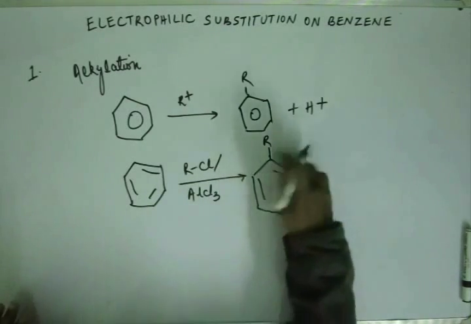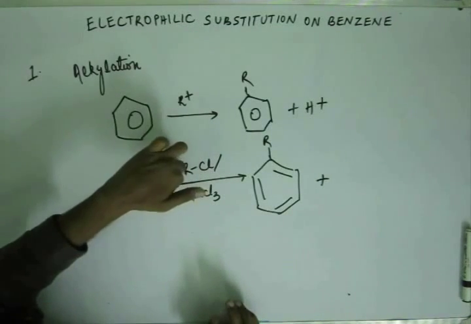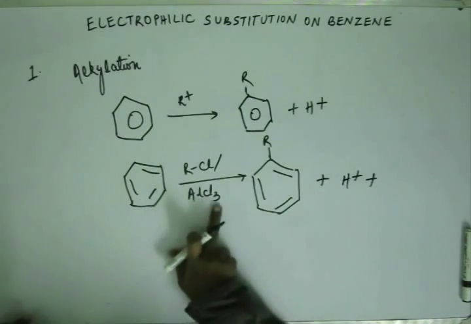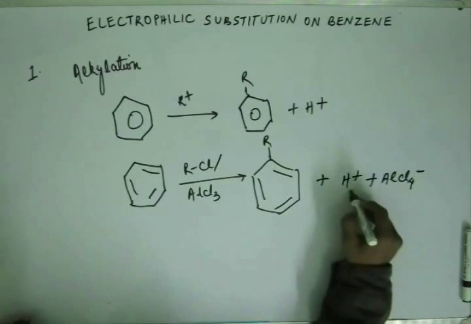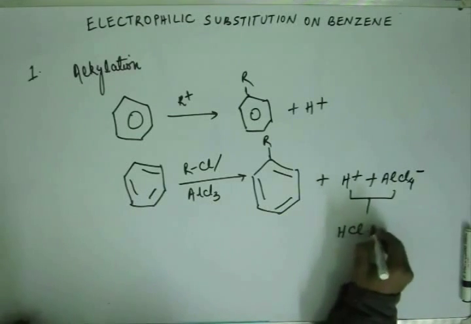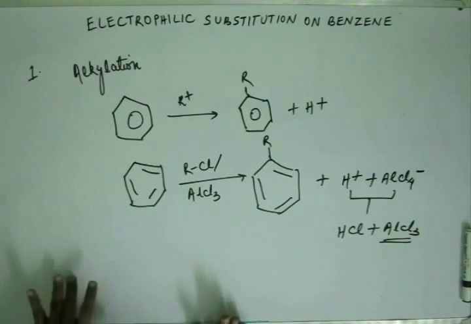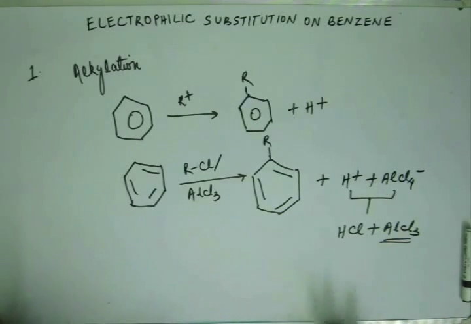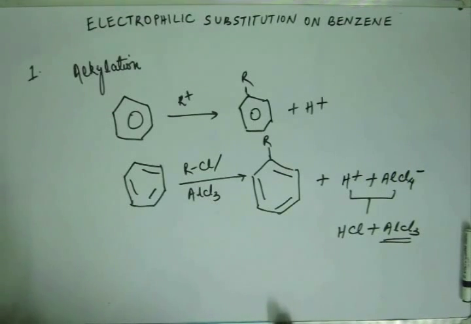So this R will come here, this H plus will move out, and this Cl minus, which has been removed from this R, has formed a complex with AlCl3, that is AlCl4 minus. These two again form HCl, and AlCl3 is regenerated to further react with the rest of the RCl and benzene. This AlCl3 is a catalyst, it will be regenerated at the end of the reaction. The product would be alkylated benzene or alkyl benzene and HCl. That will be the product of alkylation.